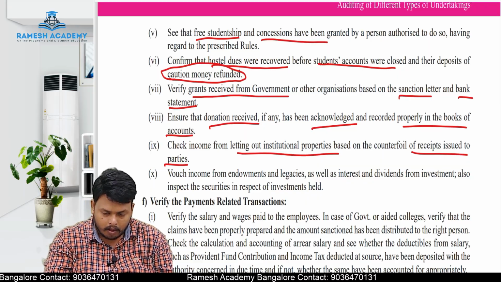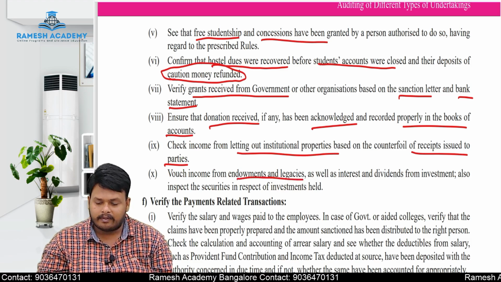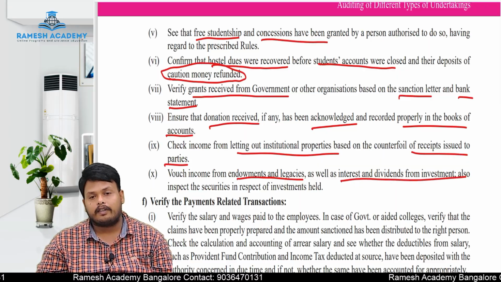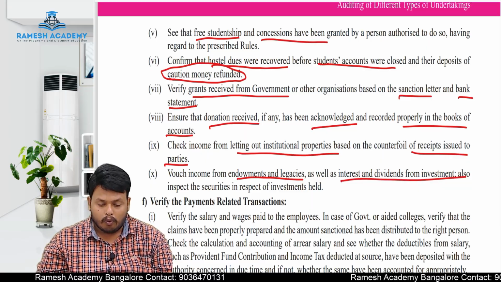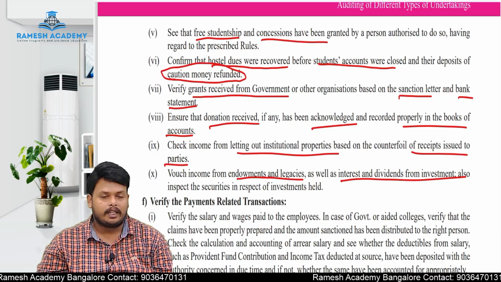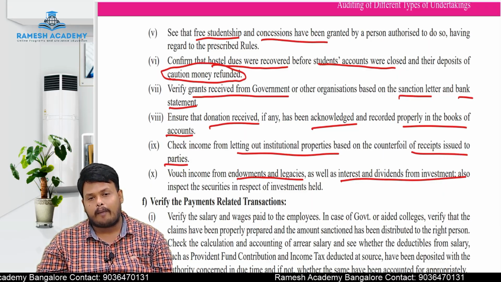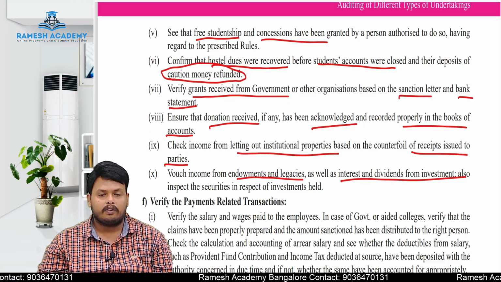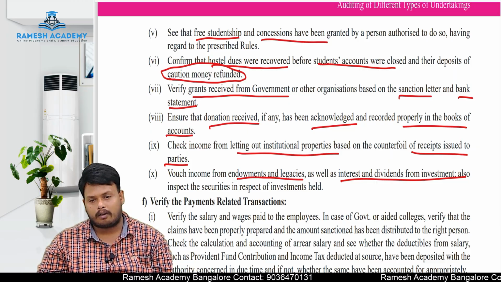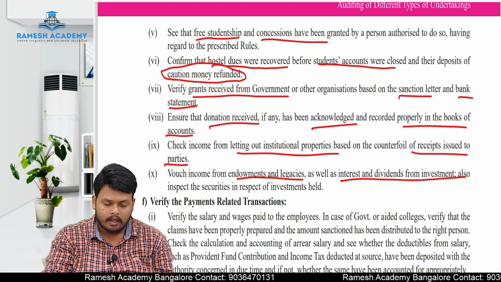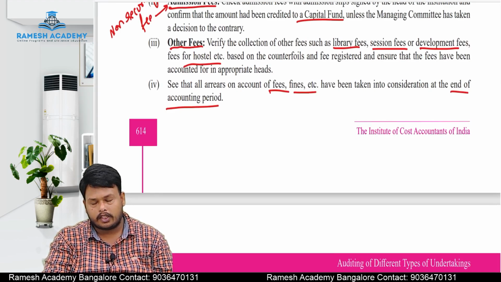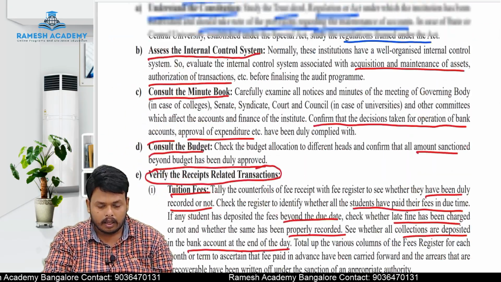Watch the income from endowment funds and legacies as well as interest and dividend received from investments, and inspect the securities in respect of investments held. So the auditor has to watch the income which is received from endowment funds. Basically the endowment funds and legacies are the capital funds which are donated by certain people for certain purposes. Any interest or dividend which is received from these fund accounts, the auditor has to inspect whether this amount is received or not received, whether it is recorded or not recorded. All these things the auditor has to verify. So these are the things an auditor has to verify regarding the other fees which the educational institution will receive. Let us recap once.